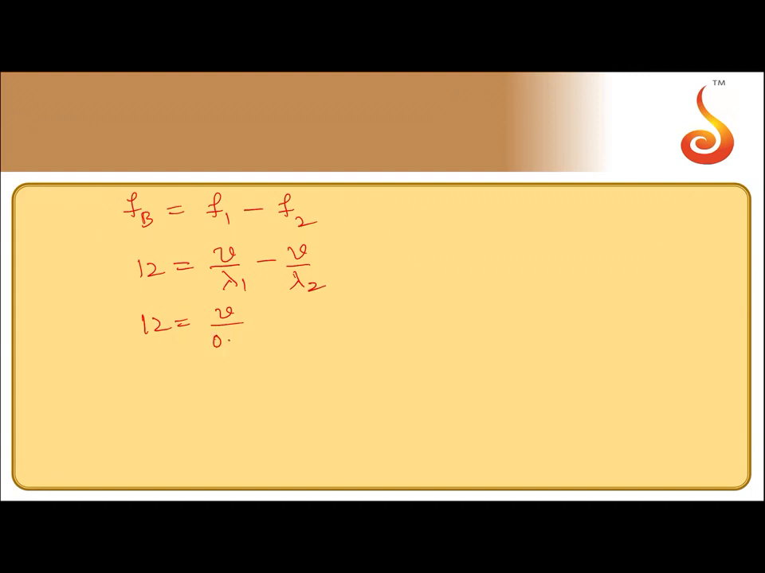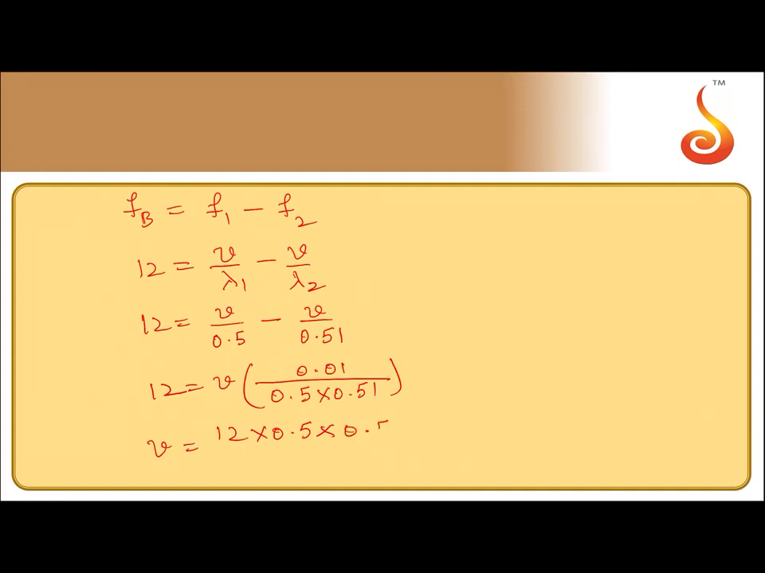So 12 is equal to V by 0.5, express it in meters, minus V by 0.51. I have given it in centimeter, I have expressed it in meters. So I can take V common, so 0.5 into 0.51, numerator will be 0.01. So V is equal to 12 into 0.5 into 0.51 divided by 0.01.